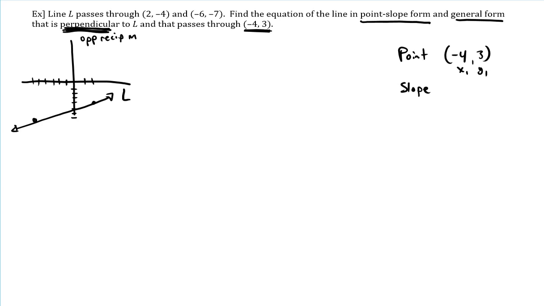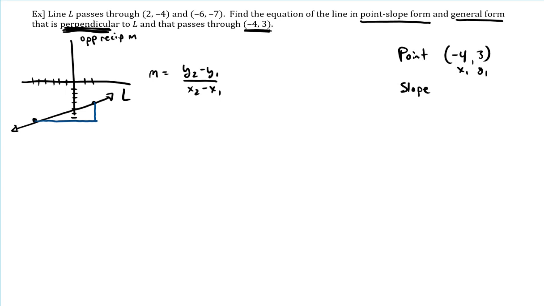So we have our point, and we need the slope. The slope is the opposite reciprocal of this slope. So let's go ahead and find this slope real quick. I'm thinking I'm just going to draw in my rise over run. And from there, actually, let's go ahead and use the equation. Okay, so this is the slope for that line, L.